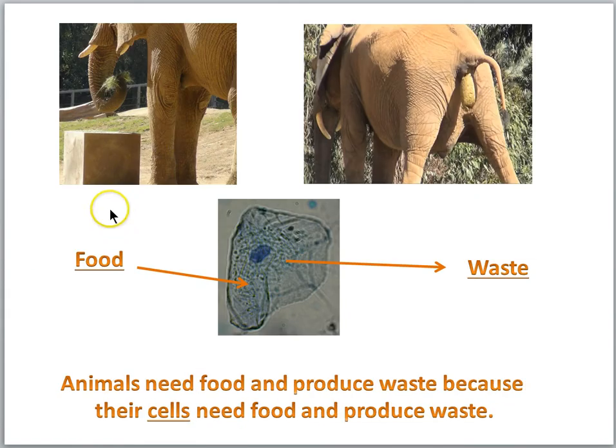Now, in this picture here, we're going to make a comparison. Of course, we're familiar with the fact that animals eat, and animals also get rid of waste. So here we have the elephant eating and pooping. Well, animals eat and get rid of waste because animals are composed of cells, and each cell is doing the microscopic equivalent. It's taking up food and getting rid of waste. So animals need food and produce waste because their cells need food and produce wastes.